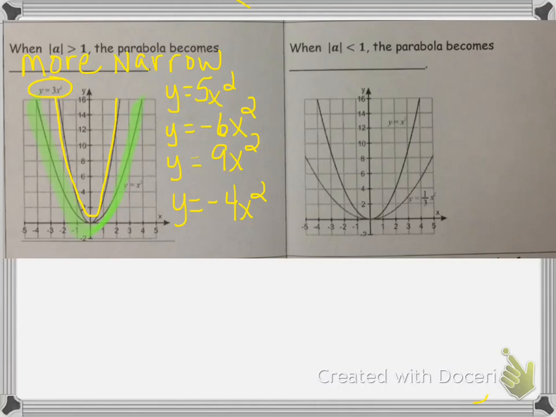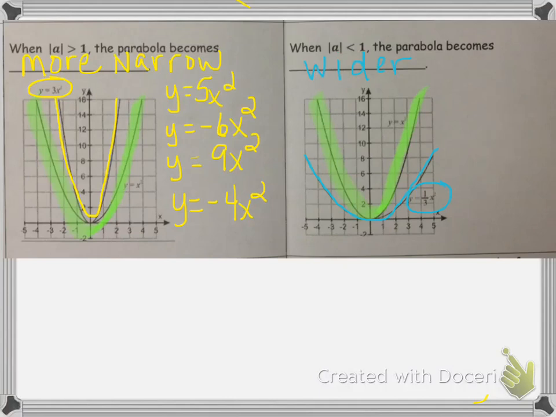Let's look at what happens when the absolute value of a is less than 1. The parabola becomes wider. The graph shows you the parent function, y equals x squared, and then they have graphed y equals 1/3 x squared. The value for a is 1/3, and 1/3 is less than 1, so your graph becomes wider.